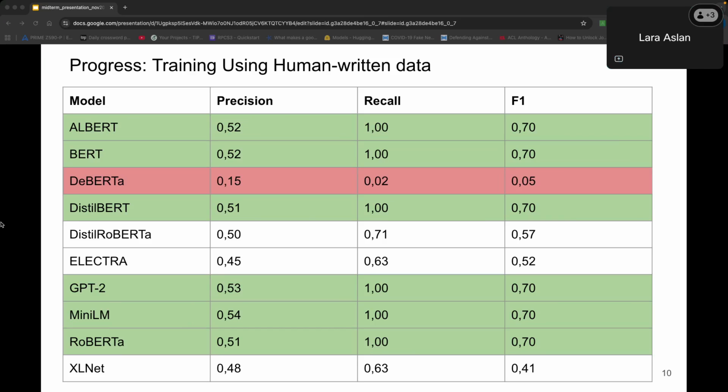DeBERTa, on the other hand, was the worst performing of all the 10 models with an F1 score of only 0.05, meaning that when DeBERTa saw only human-written data in its training process, it was barely able to make any correct predictions.